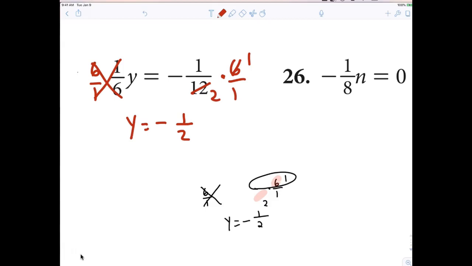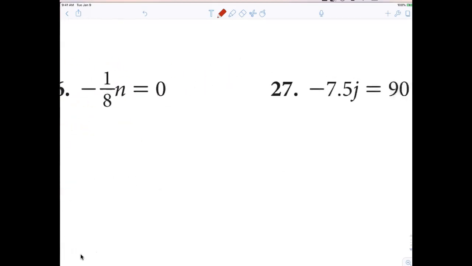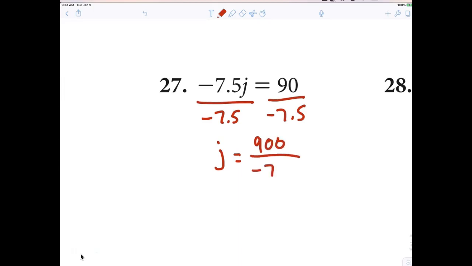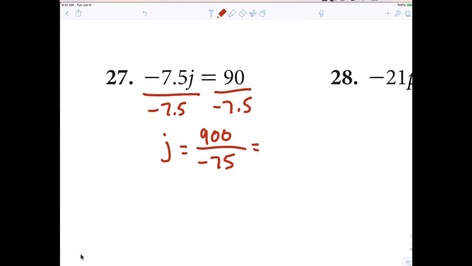All right, now could you do number 27? Yes, a good one to do is a decimal. So I'm going to divide both sides by negative 7.5. You with me? Now, J is equal to... what I would like for you to do is say it's just 900 over negative 75. Do you agree with that? So now, is my answer going to be positive or negative? Negative, of course.